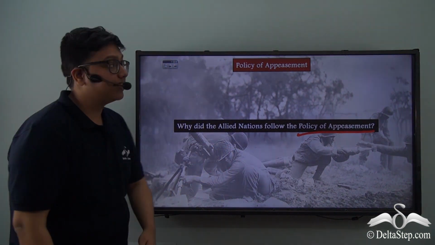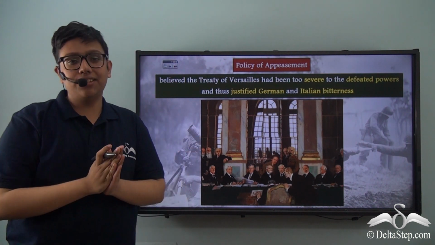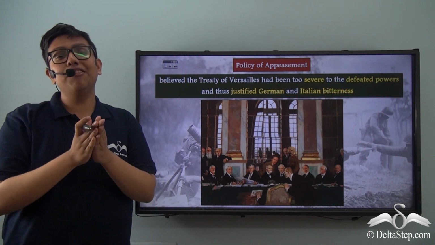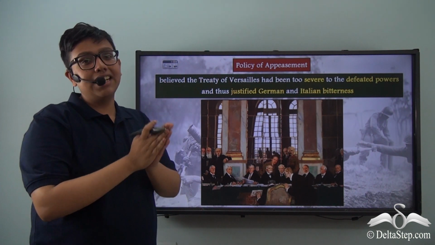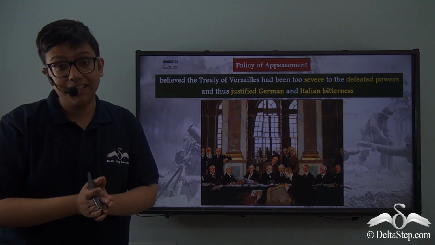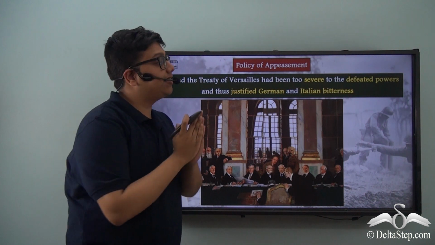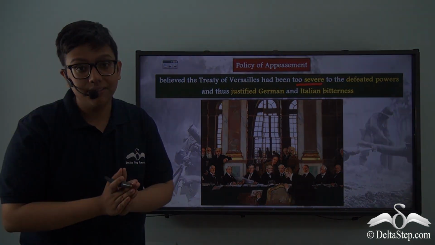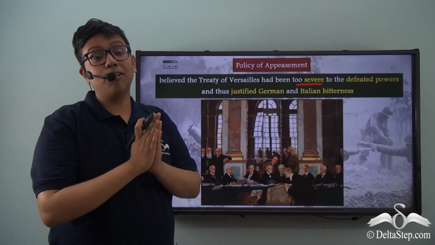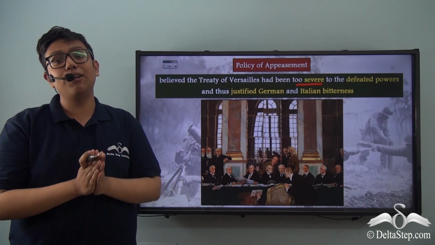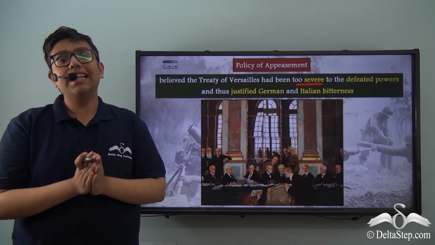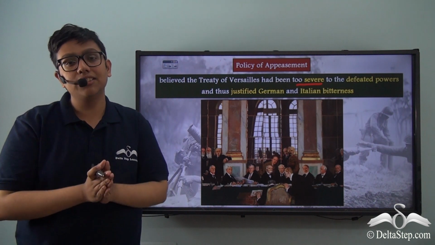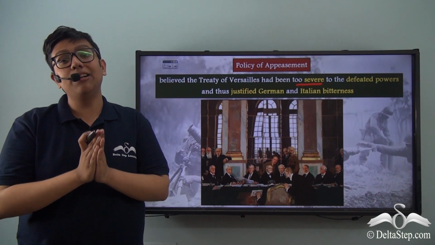Let's understand that. During this period, the Allied nations for the first time came to a realization they hadn't come to before. The terms of the Treaty of Versailles, the very terms they had imposed on nations like Germany and Italy, were actually unfair. And therefore they realized that the Treaty of Versailles had been too severe on the defeated powers and the other powers which were affected by the treaty. They also came to feel that the discontentment showcased by the people of these countries was not unfair, as they were only demanding what they had lost.